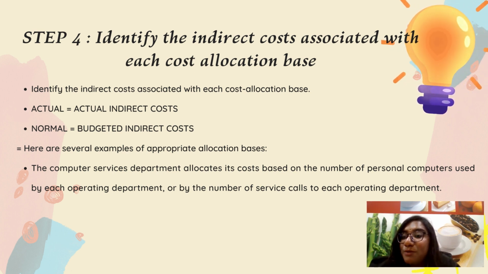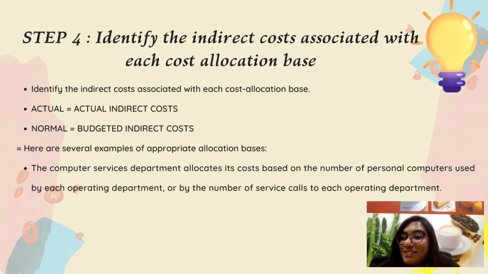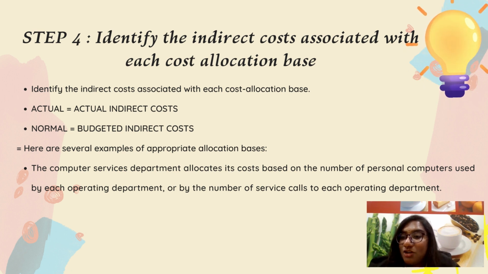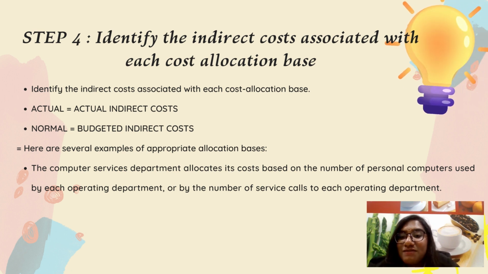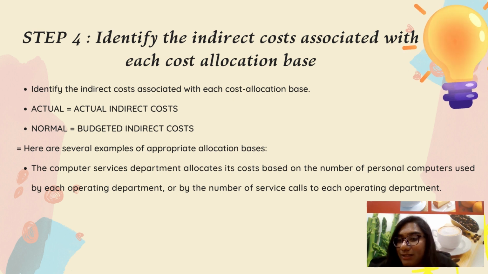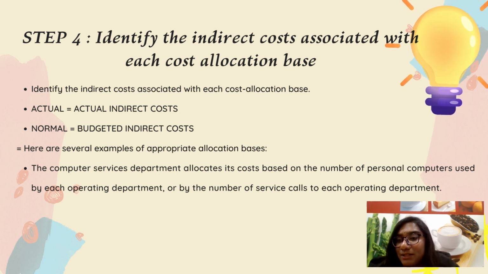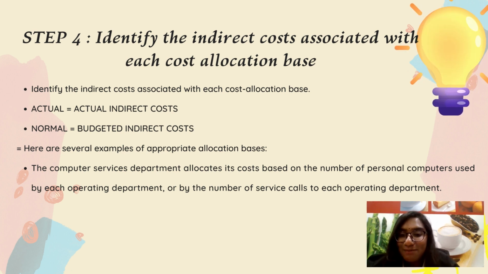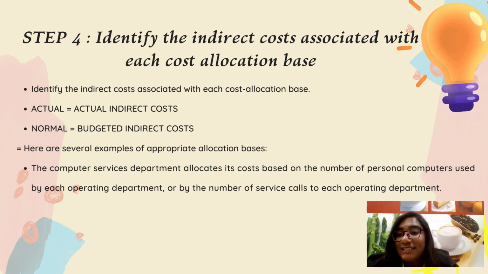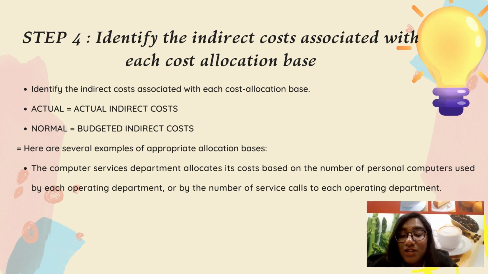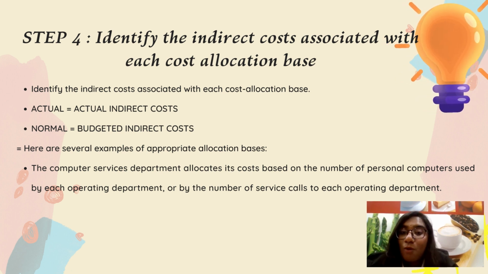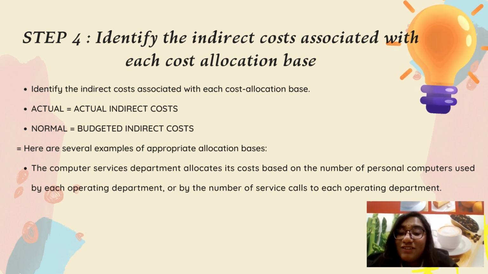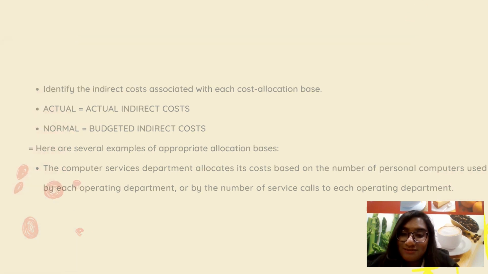Here are several examples of appropriate allocation bases. The computer services department allocates its cost based on the number of personal computers used by each operating department, or by the number of service calls to each operating department. Secondly, the human resources department allocates its cost based on the number of employment services to the operating department. To sum up, identifying the indirect costs associated with each allocation base needs to refer to the operation of the company: what the objectives are and what the functions of the company are, so that we can come up with a clear justification.